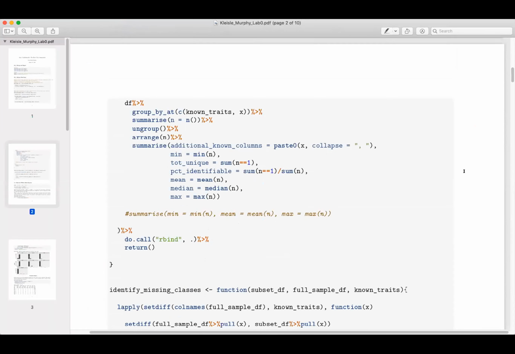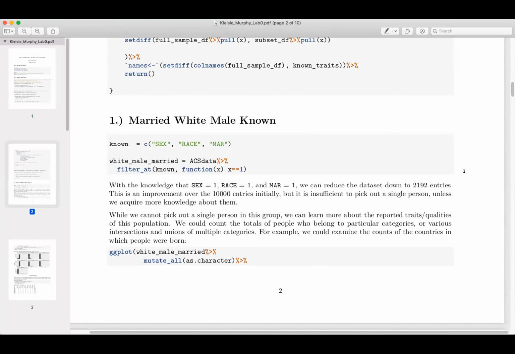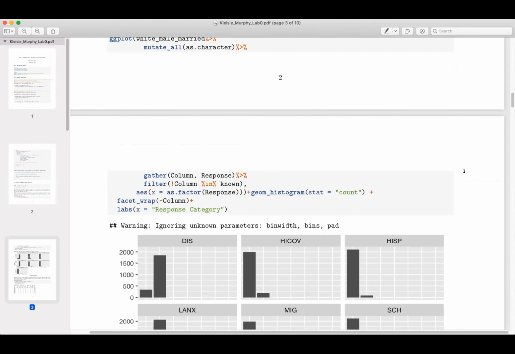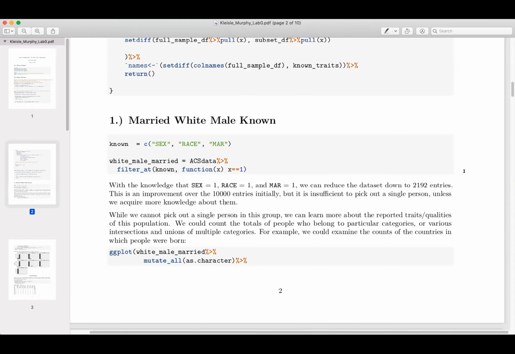Right. Can you tell me which page? Can you tell me on your page 2? Page 2, section 1. Okay, yeah. So Isaac's document here is saying that there are 2192 entries of people sharing the info. Okay, so what will we do from here if we want to find out who your neighbor is in this sample?